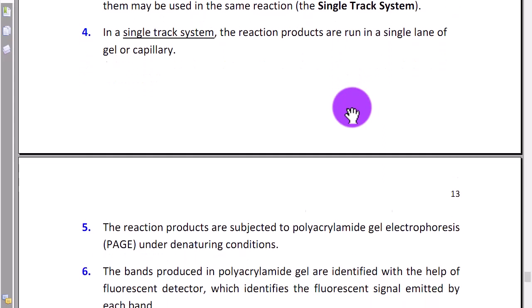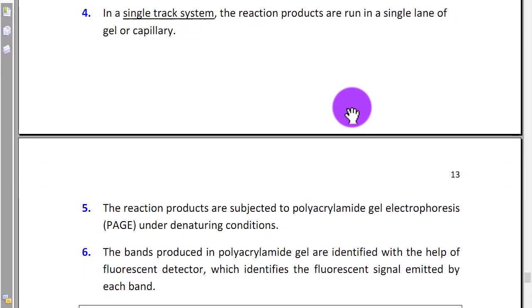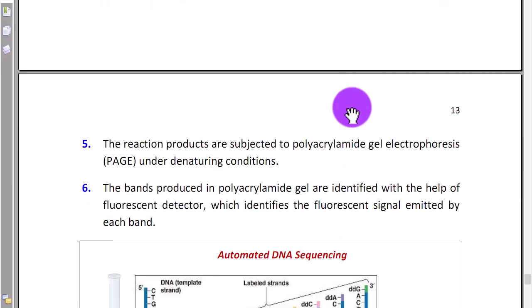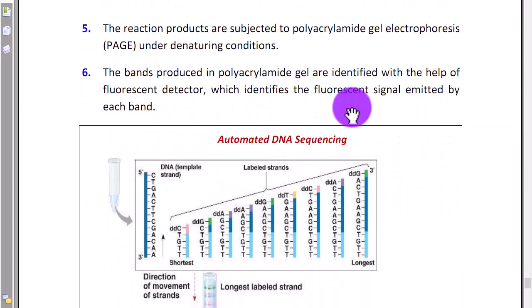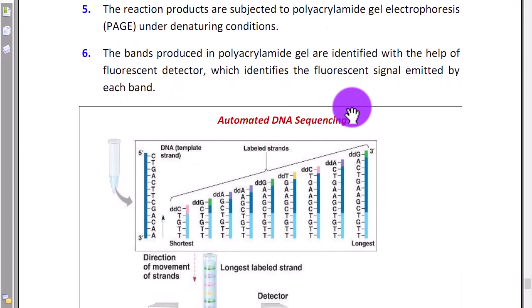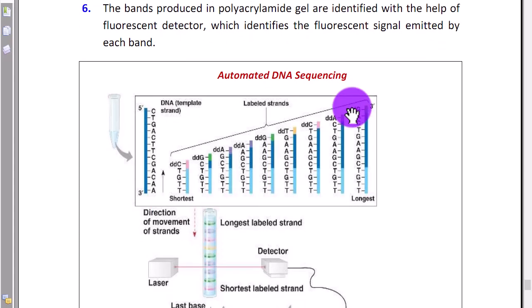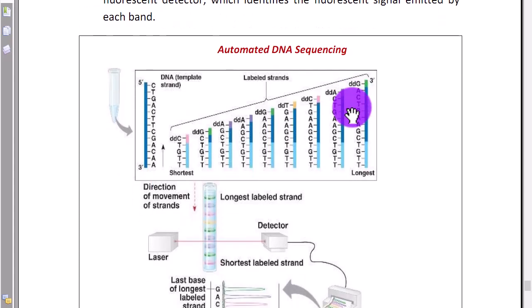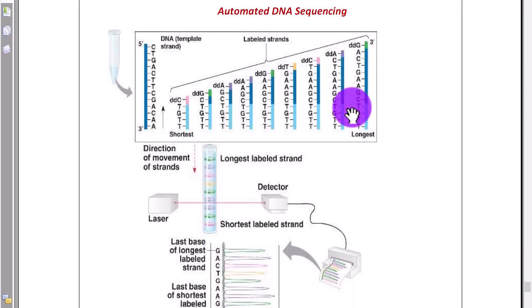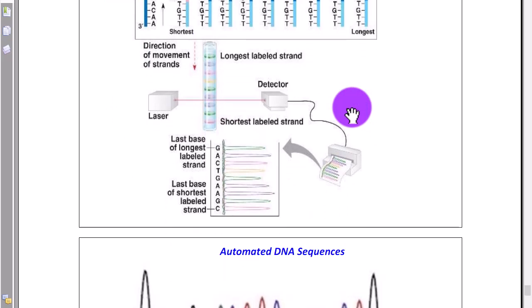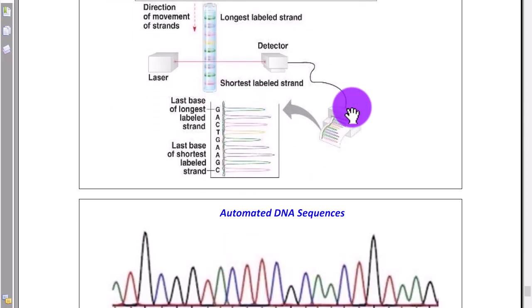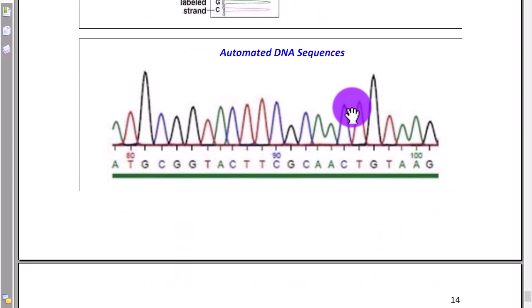In a single-track system, the reaction products are run in a single lane of gel or capillary. The reaction products are subjected to polyacrylamide gel electrophoresis under denaturing conditions. The bands produced in the polyacrylamide gel are identified with the help of a fluorescent detector, which identifies the fluorescent signal emitted by each band. Automated DNA sequencing: the detector senses the labeled strand.